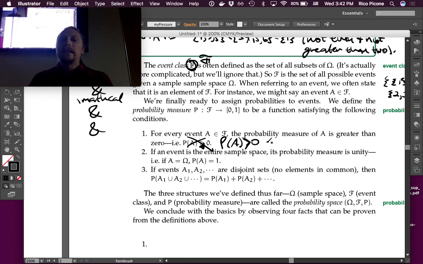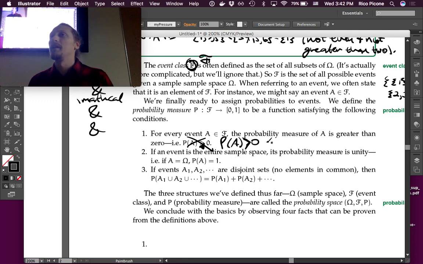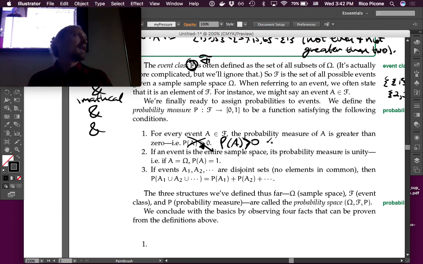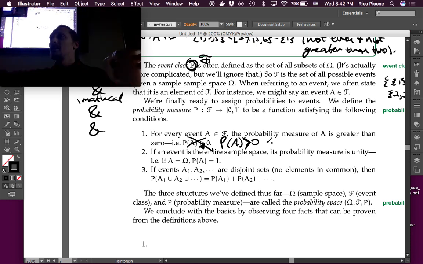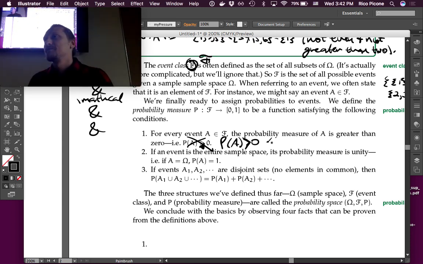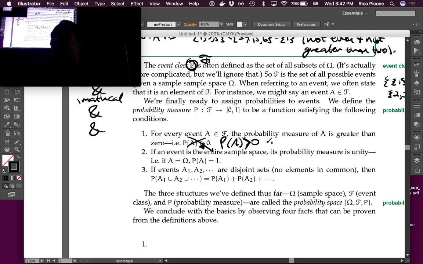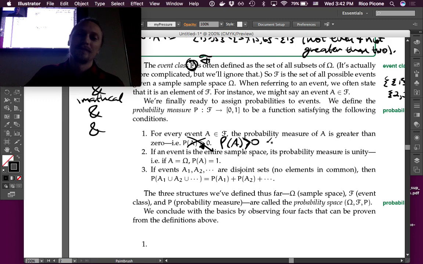If an event is the entire sample space, its probability measure is unity. In other words, if A is all the possibilities, then the probability of it happening is 1. In other words, your event class is exhaustive. It covers everything. There's not something else that's possible. You've covered all your bases.